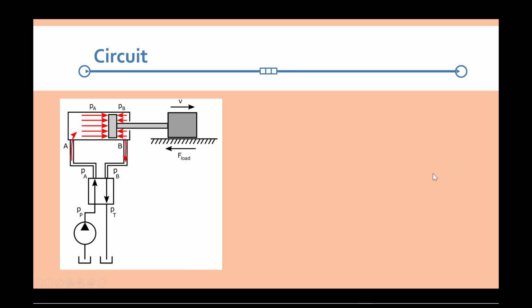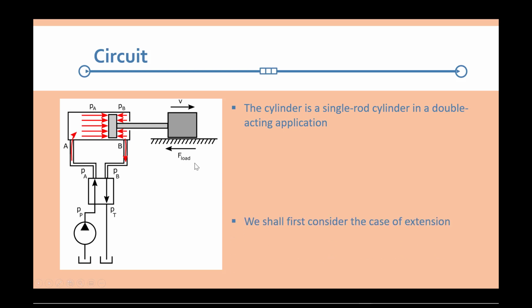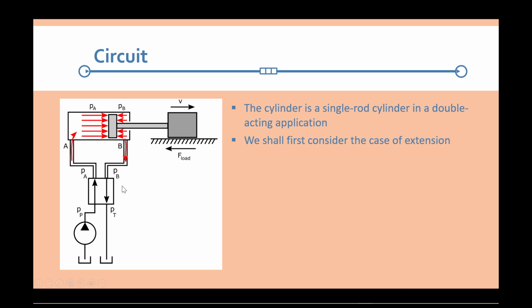This is a circuit. So what we have here is a single rod cylinder, so there's only a rod on one side, but it's in a double acting application. And what that means is that we can drive the cylinder either to the right in extension or to the left in retraction. We'll first consider this case of extension.